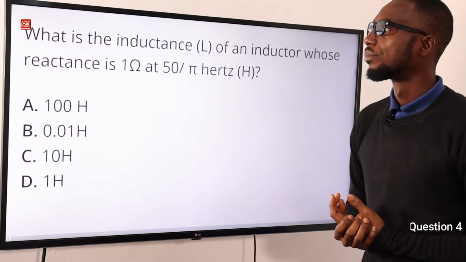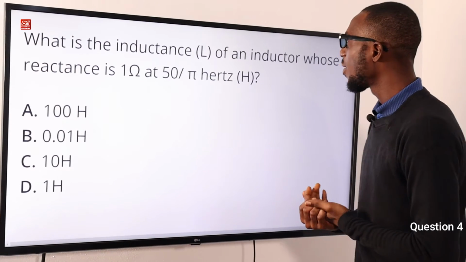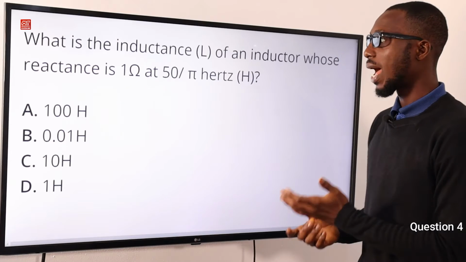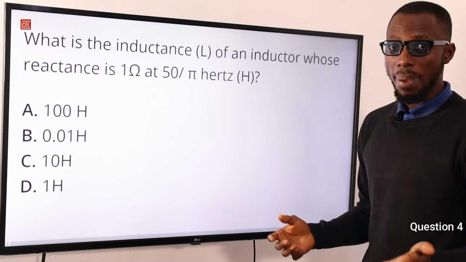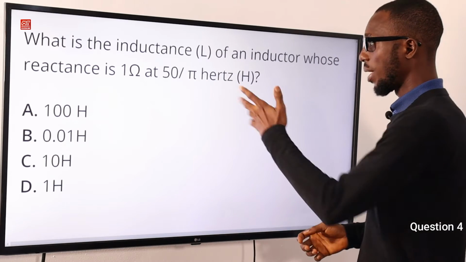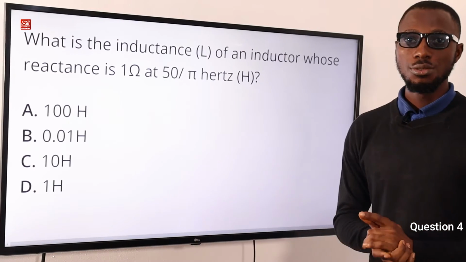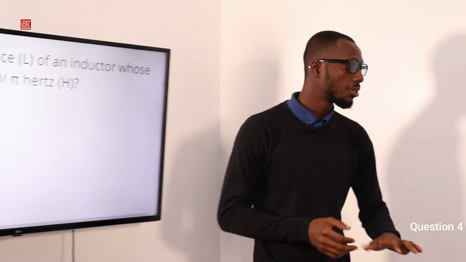Question 4. What is the inductance L of an inductor whose reactance is 1 ohms at 50 per pi? Okay, then we have F, which represents frequency. So let's go to the screen to provide solution to this question.